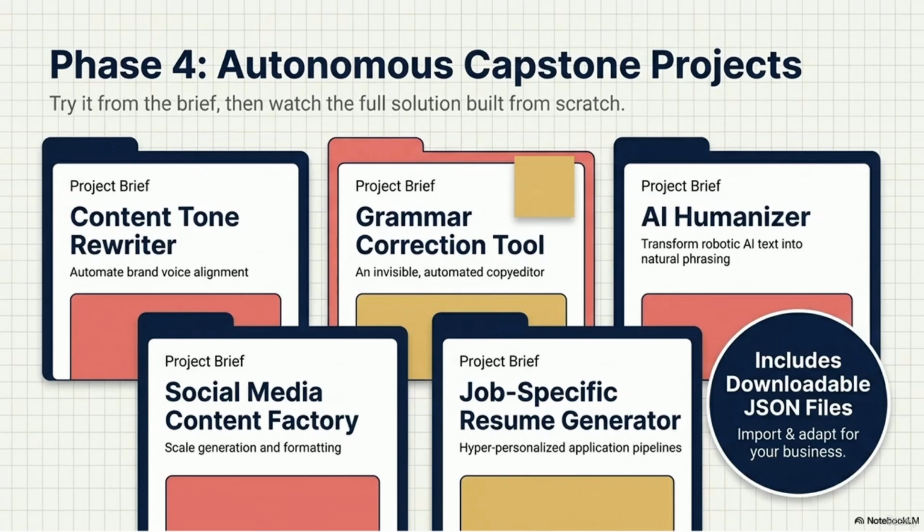We'll wrap up with phase 4 project briefs. You won't just watch me build, you'll get a detailed project brief to try for yourself first. There's a content tone rewriter, an AI humanizer, a social media factory, and even a job-specific resume and cover letter generator. By this point in the course, you have all the skills to create all of those automations. And after you've had a go, you can watch me have a go at the same briefs. And if you want copies of the automations that I build from these project briefs, they're there in the resource section, and I'll show you how to import them into your own N8N.